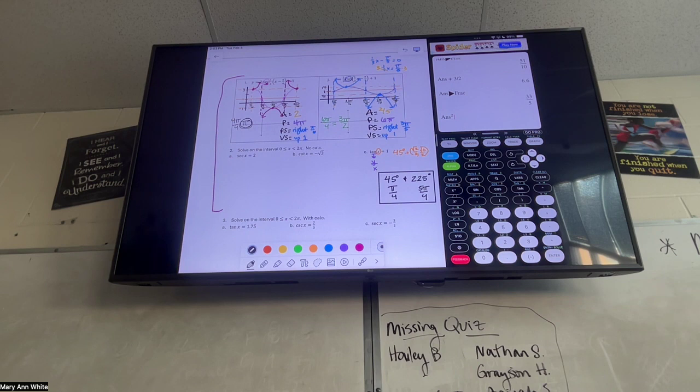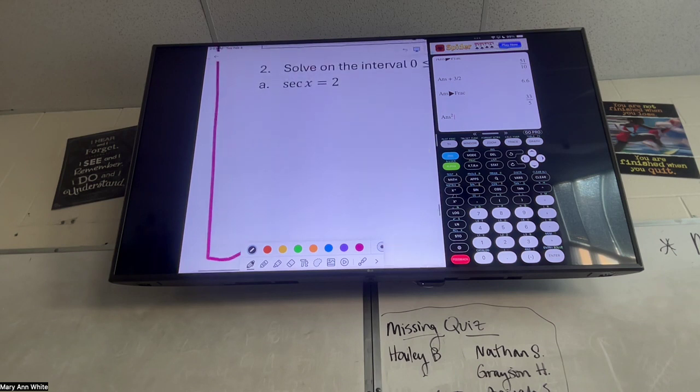Let's go to letter A. I think that's the second easiest one. This one says secant of x equals 2. Okay, wait. Secant is not one of my main trig functions. Which one is that a reciprocal of? Cosine, good. So that's the same thing as saying 1 over cosine equals 2.